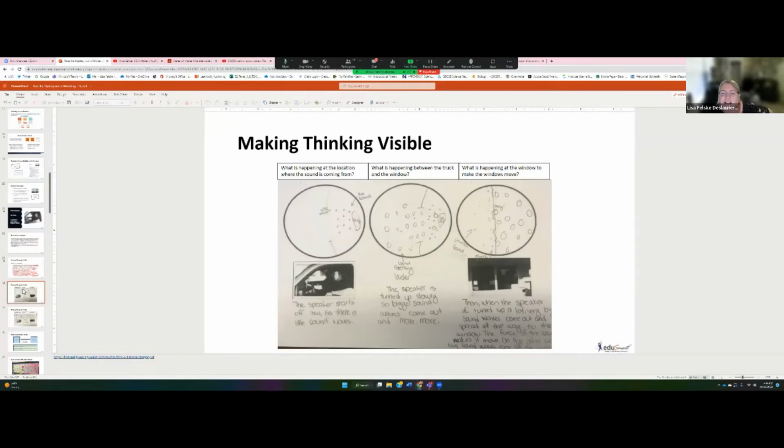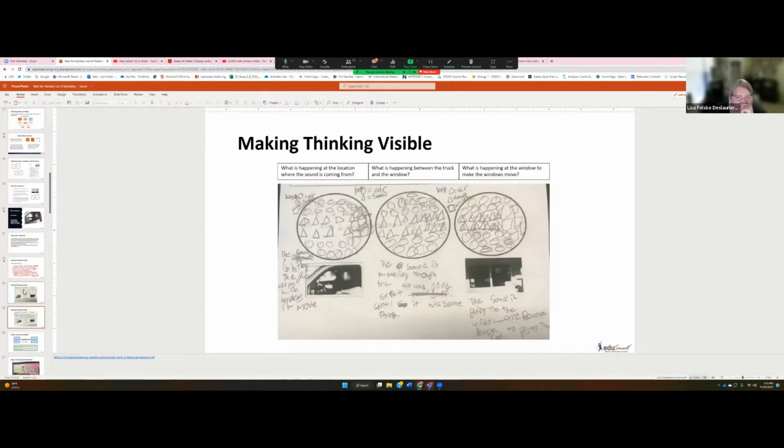They're somehow showing sounds as particles. Okay, they're explaining the speaker starts off low, so there's little sound waves. The sound waves get bigger. The sound waves spread all the way to the window, and the force of the sound makes it move. So these are pretty good initial ideas. That's not exactly how things are working, but that's okay. You're getting their initial models. You're getting their thinking visible.